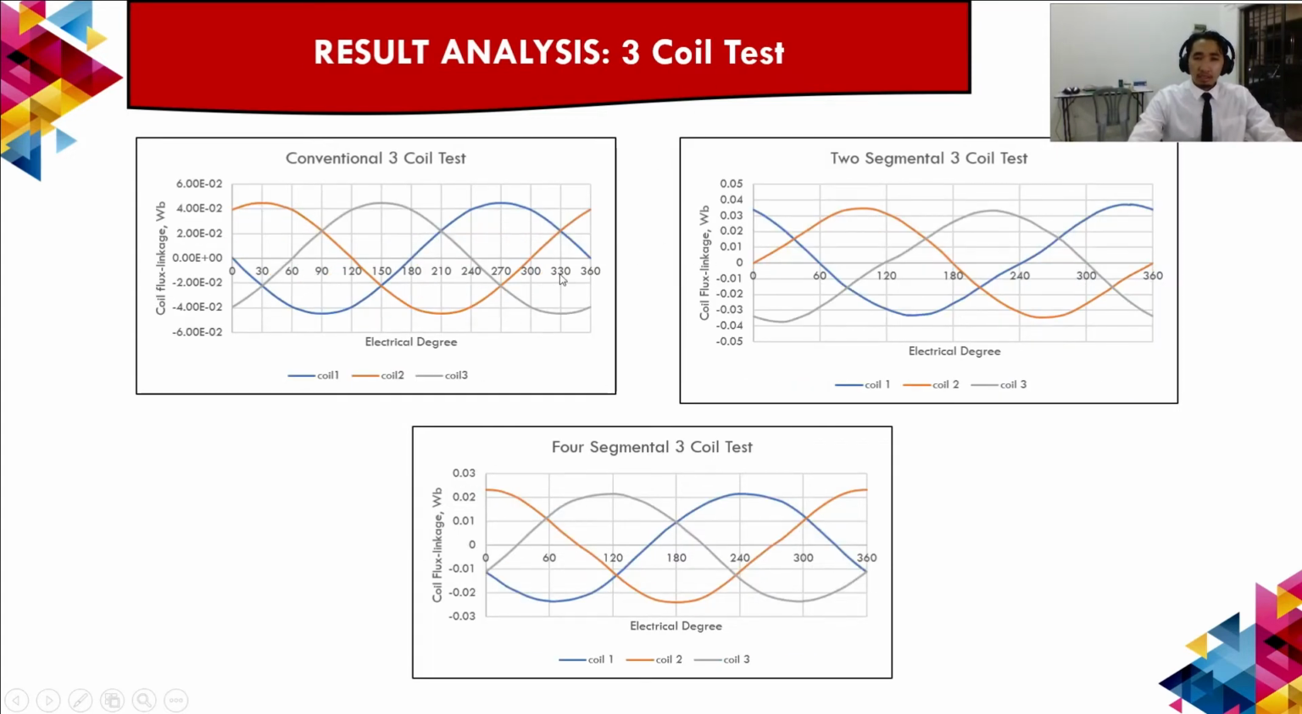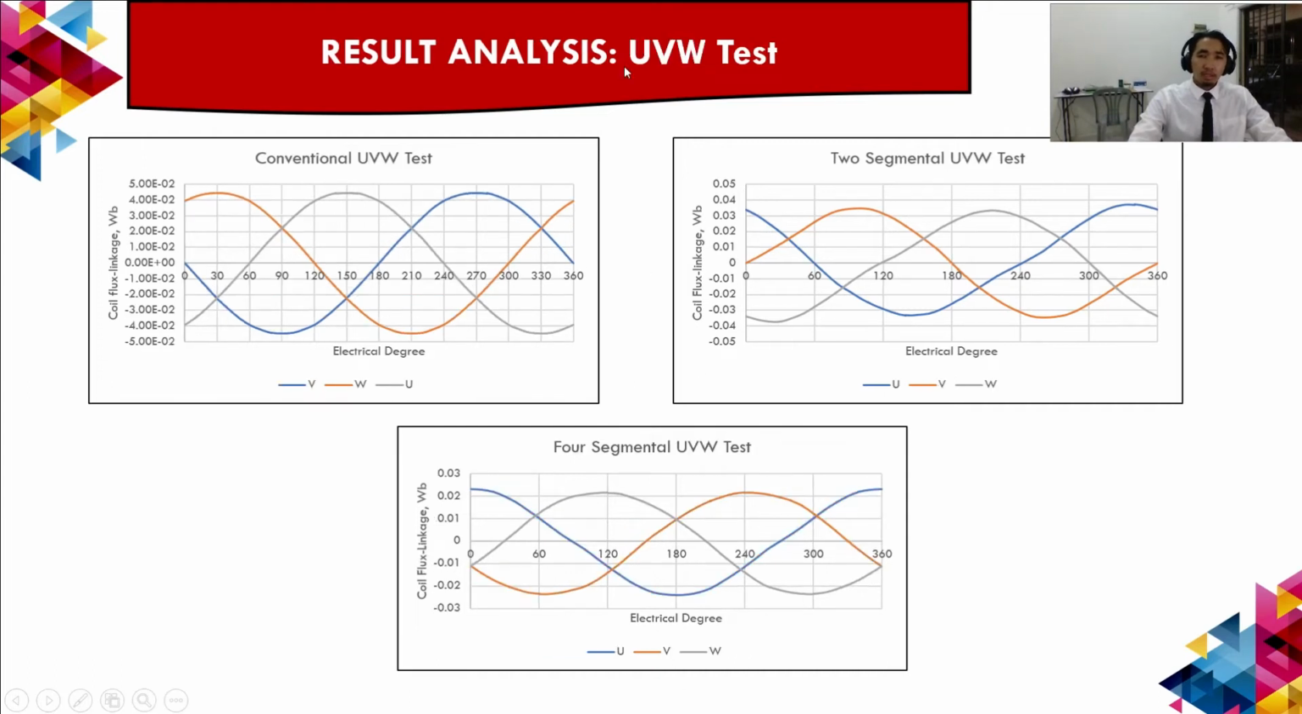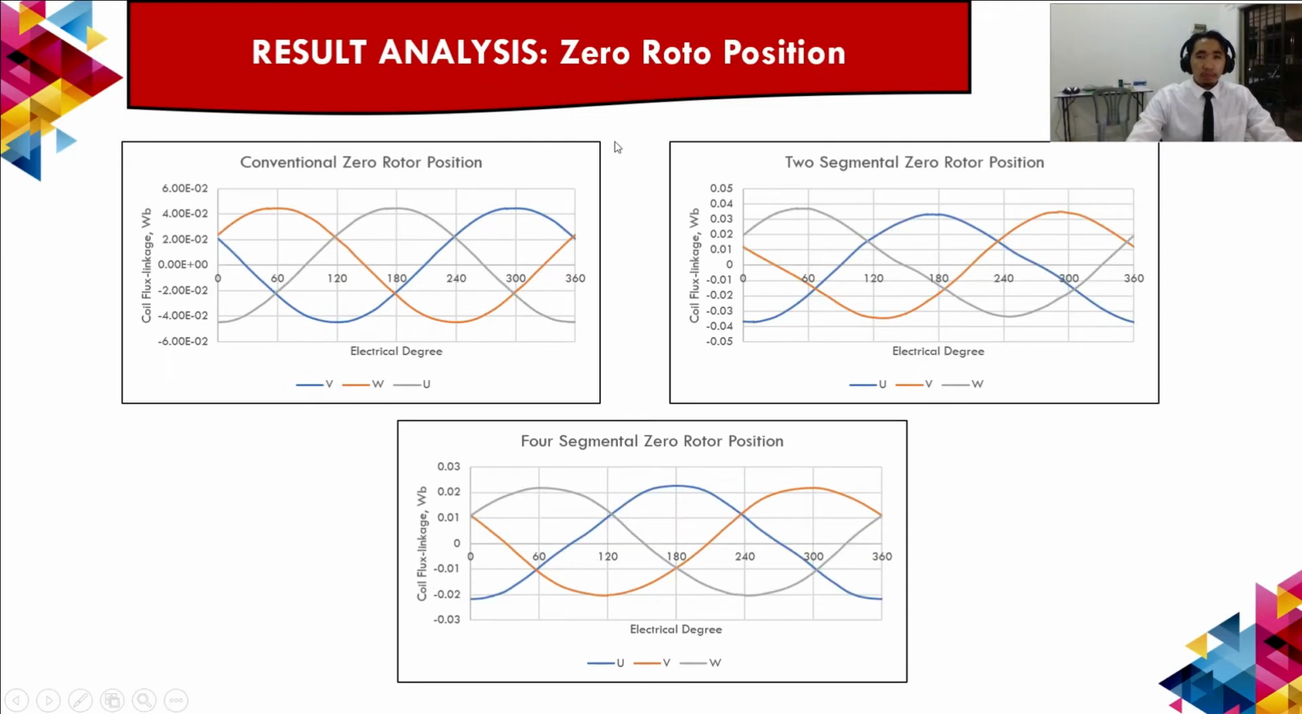After we get like this, we go to the UVW test. In the UVW test, we use the 3-phase circuit. We run the simulation and we get a result like this. For the zero position, the zero position is important because we want the U flux waveform in the center.